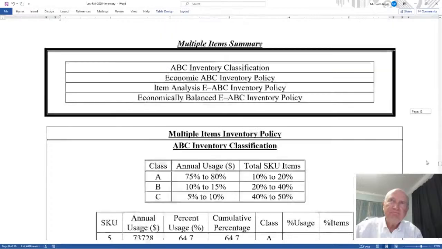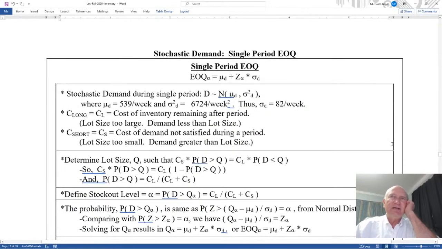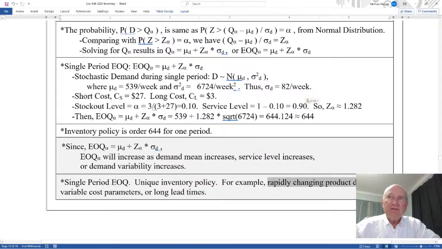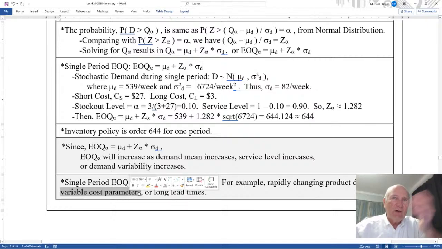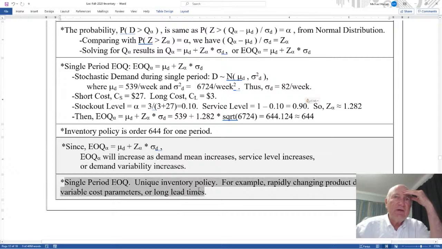Okay, now let's go to single item. Single period inventory simply says I'm not looking at multiple orders, I'm looking at only one order, like a promotional item. Or you'll order it with rapidly changing product design, a new product, or variable cost parameters where the cost changed so much you're just doing it one at a time, or very long lead times. It's so long that by the time it gets here, the next time you order, it's a whole new situation. So this is where a single period EOQ happens quite a bit in supply chain.